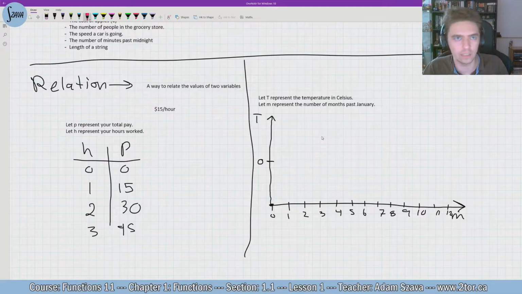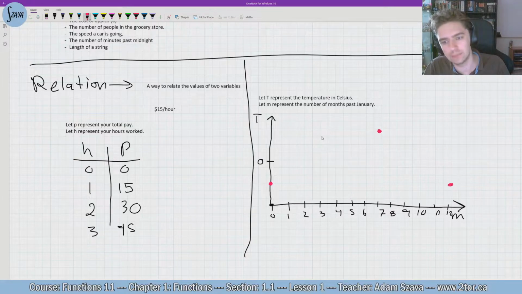Let's just say January is the coldest temperature, right? So let's just say we have a point there. That's the coldest we get. Where's the hottest we get? It's in about August, right? So January, February, March, April, May, June, July, August. August would be right here, on the seventh month past January. And then back in January again, we'll be back down to our coldest temperature.